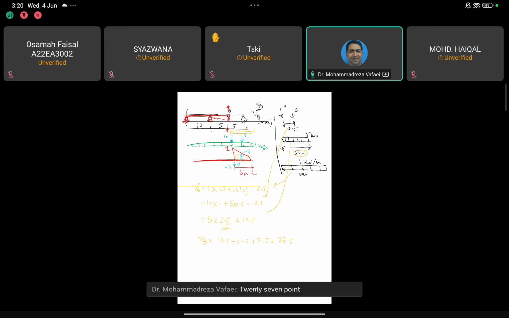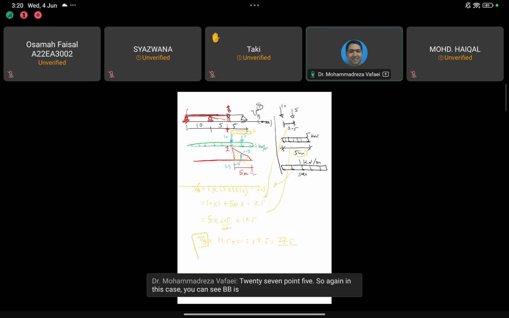27.5. So again, in this case, you can see VB, the shear force, is always positive. And this is because of the shape of the influence line. You may have cases with an influence line of a different shape. In that case, you need to decide where to put these loads to get the positive VB and negative VB, like the example that we solved in the previous case.